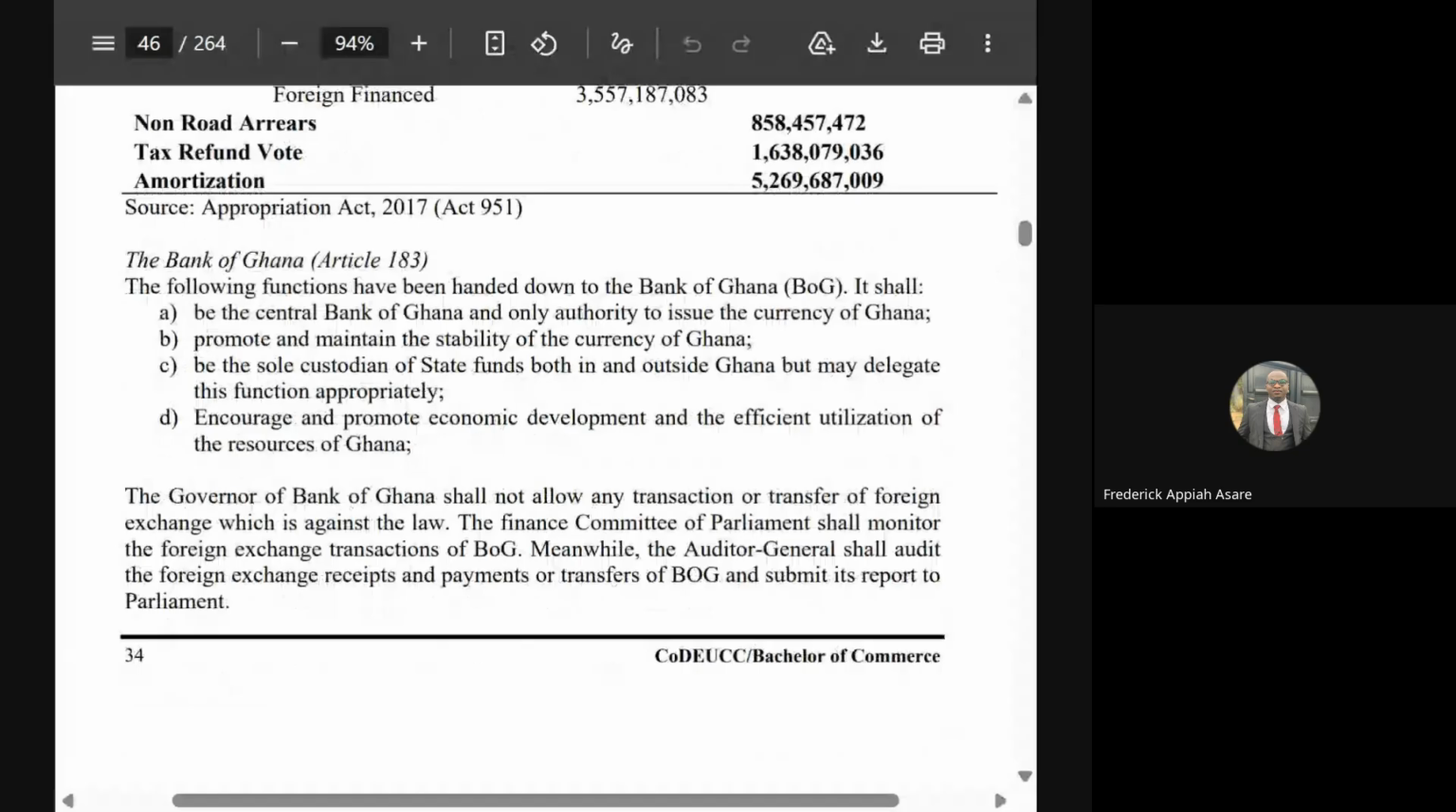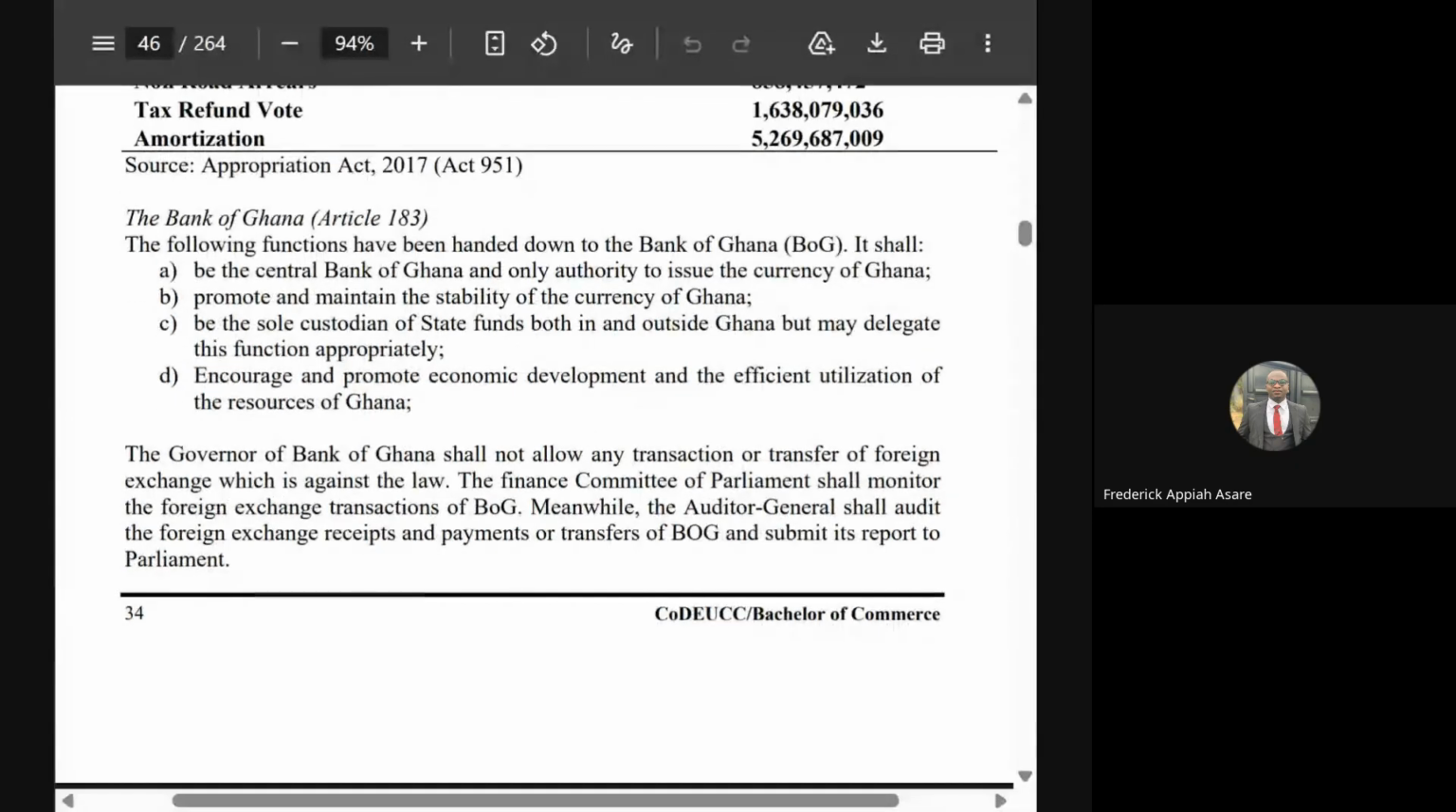So that is what you need from the 1992 Constitution that is stipulating or telling us the funds that we have, the three funds that we have: consolidated fund, contingency fund, and other funds that an Act of Parliament or the Parliament would deem fit to establish.